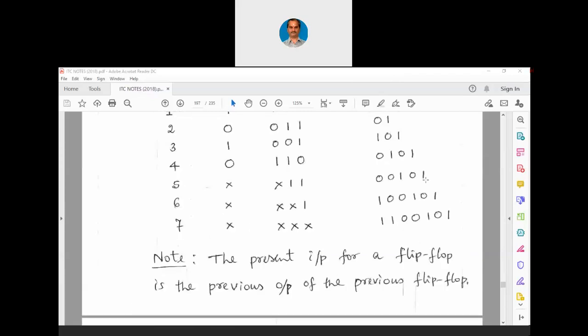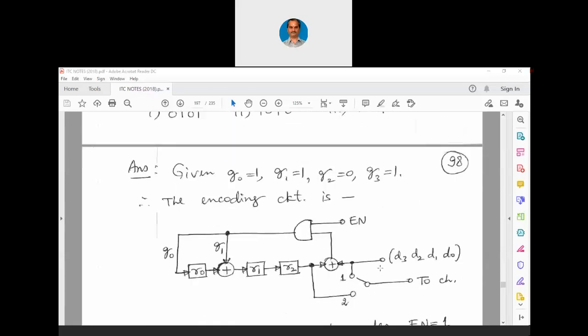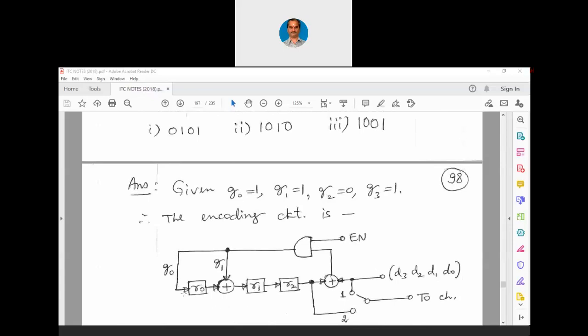Let us see the second one. There is a note here: the present input for a flip-flop is the previous output of the previous flip-flop. That is evident here. In any clock cycle, let us say the present input for this R2 was the previous output of R1, because in that particular clock cycle, only when the clock has made a transition, that is when the output is available. So the previous output of R1, or the previous content of R1, is going to be the present input to R2. That must be borne in mind. Anyhow, that is evident.